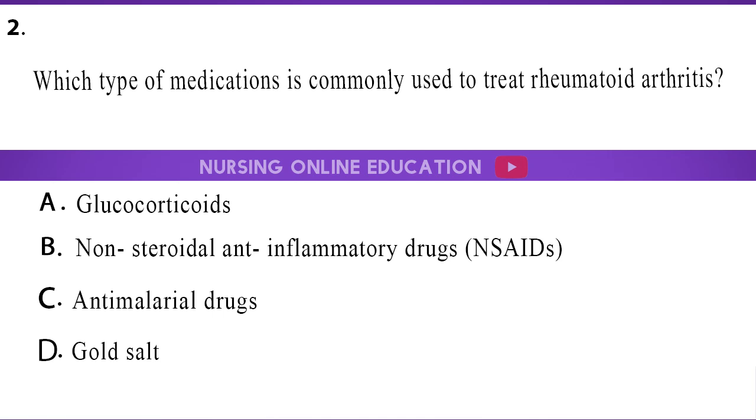2. Which type of medications is commonly used to treat rheumatoid arthritis? A. Glucocorticoids. B. Non-steroidal anti-inflammatory drugs, NSAIDs. C. Antimalarial drugs. D. Gold salt. The answer is option B, non-steroidal anti-inflammatory drugs, NSAIDs.